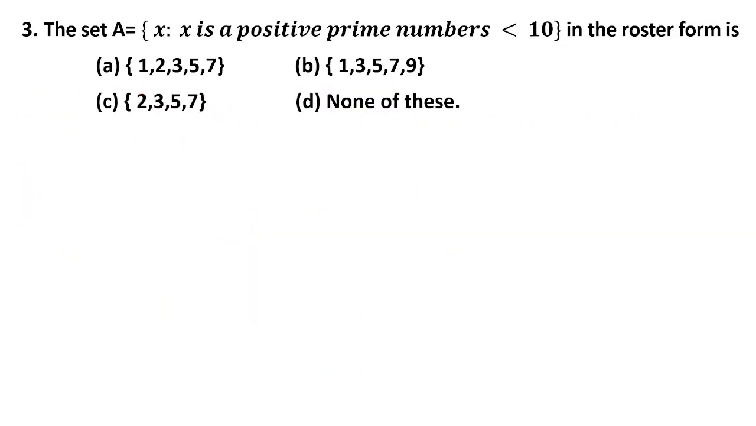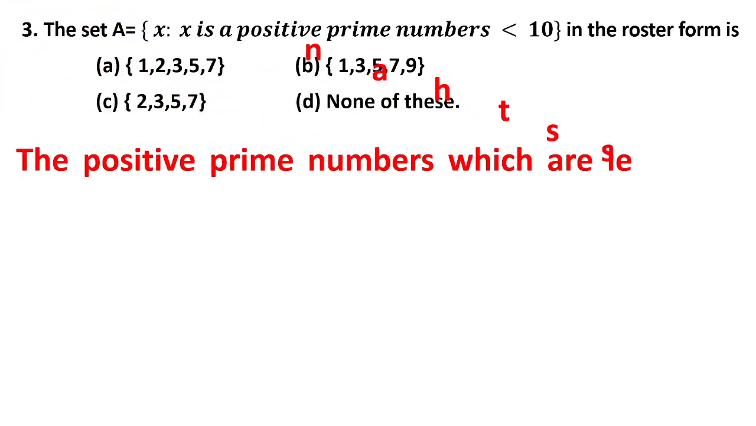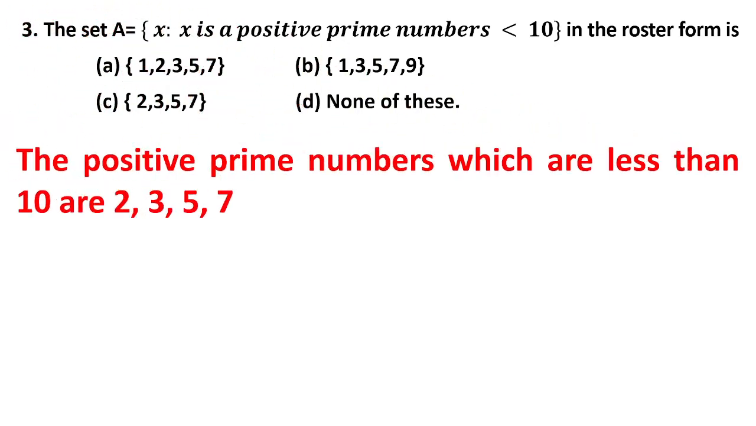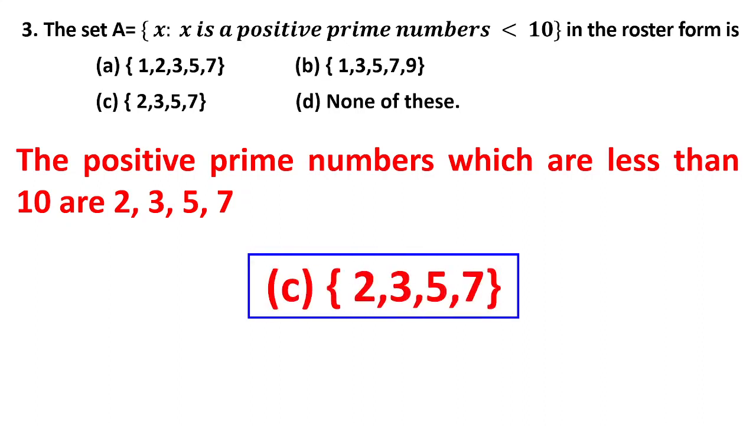Question number 3. You have been given a set A. It is the set of positive prime numbers less than 10. Therefore we have to check out all the positive prime numbers which are less than 10. The positive prime numbers which are less than 10 are 2, 3, 5, 7. Therefore the answer is C.